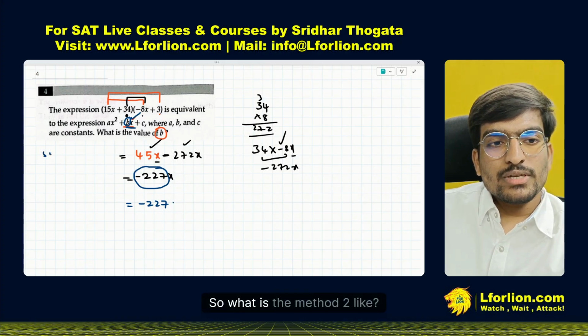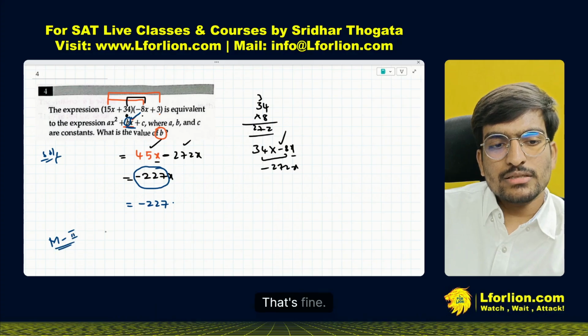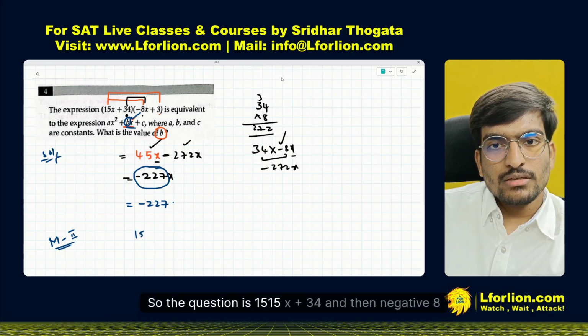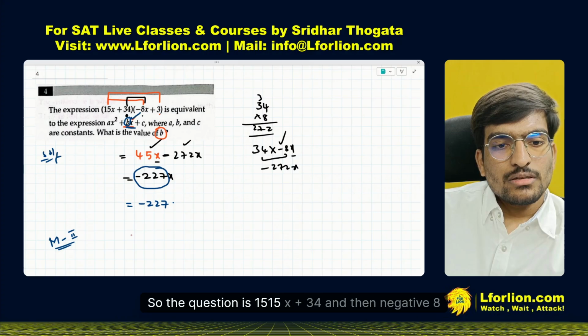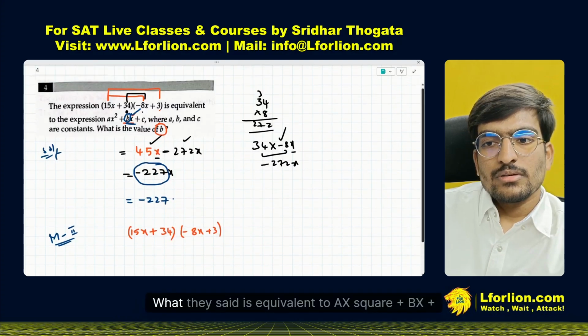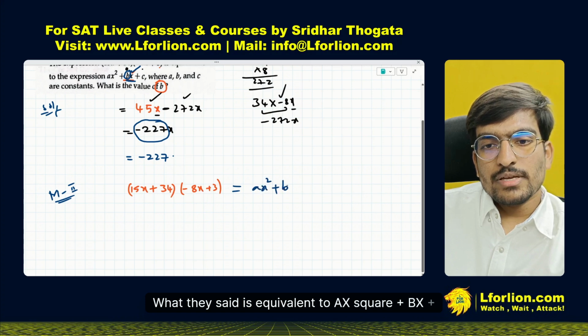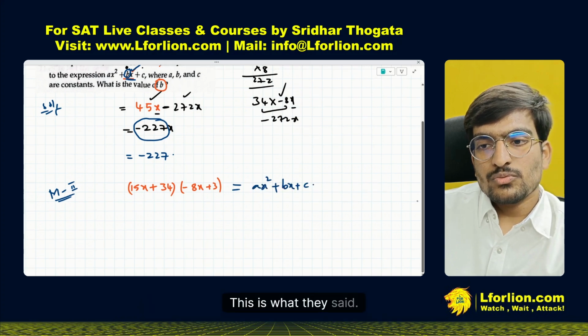So what is method 2? If you go by method 2, that's going to be a bit lengthy, but that's fine. The question is (15x + 34) and then (-8x + 3). Apply FOIL. What they said is that it is equivalent to ax square plus bx plus c. This is what they said.